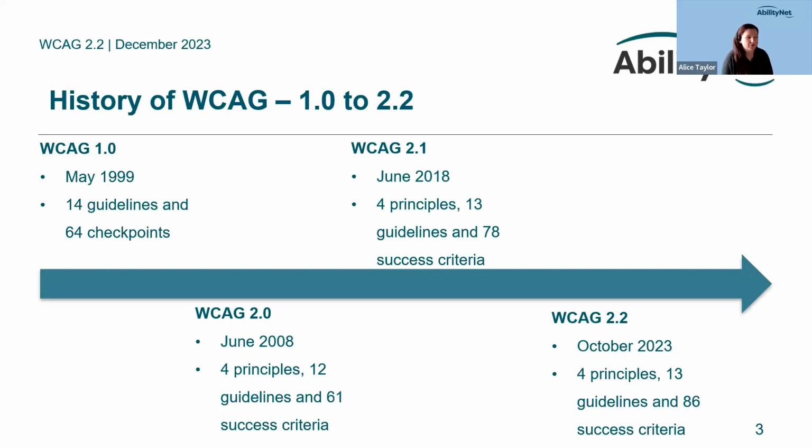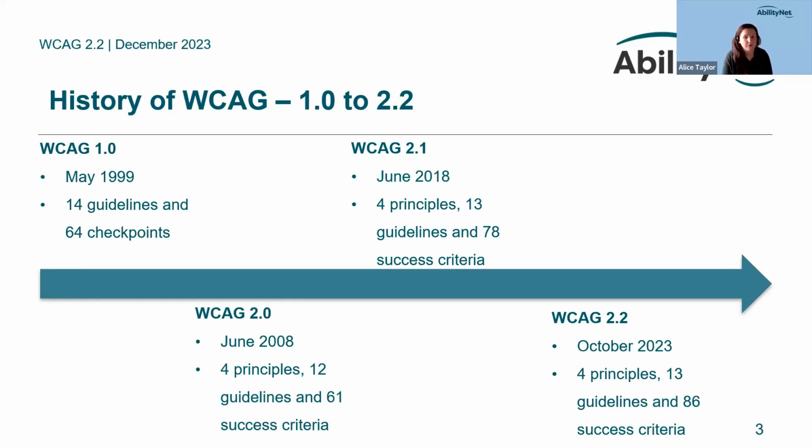And just a brief history of WCAG. So WCAG 1.0 was actually released in May 1999. And this contained 14 guidelines with 64 checkpoints. It did have the A, AA and AAA structure that I just mentioned. But the focus of it was very much on HTML, and some of the example success criteria in this included things like providing text alternatives, and it's quite focused on physical disabilities at this point.